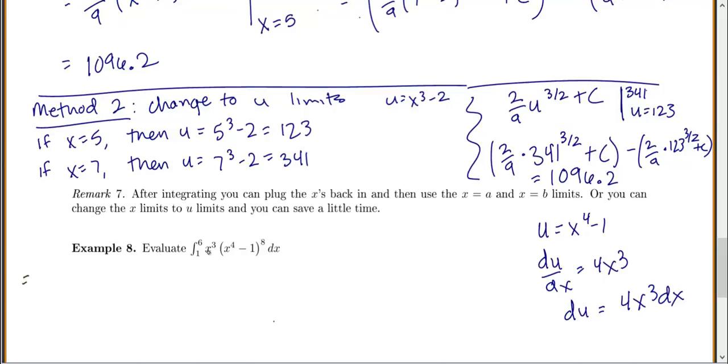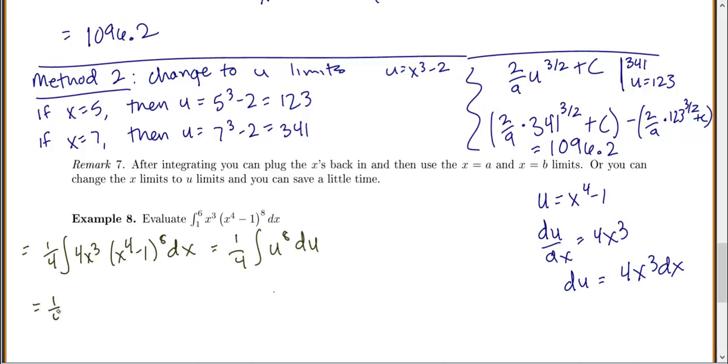So coming back over here, it looks like I only have an x cubed, so we need to put in the 4. So we now want to integrate 4x cubed times x to the 4th minus 1 to the power of 8 dx. But if I add in the 4 or multiply by 4, I need to put a 1/4 on the outside so that I'm not changing it. I'm going to leave off my limits until the very end because soon my x's are going to become u's. So this is going to be 1/4 times the integral. Notice that 4x cubed and dx all together is du, and this x to the 4th minus 1 is u, so it's going to be u to the 8th du.